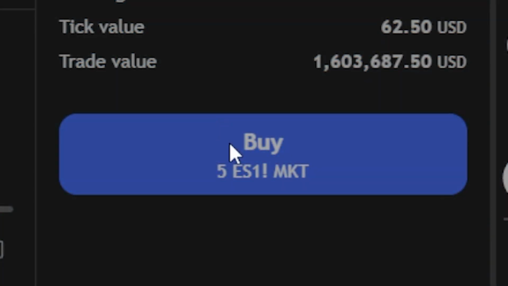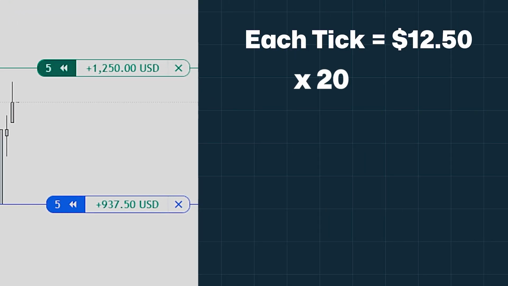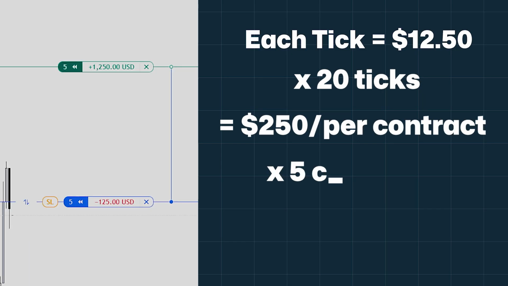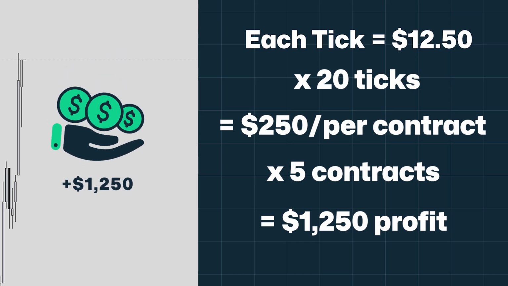Here's a quick example. A trader goes long on ES with 5 contracts. Market moves 20 ticks in his favor. Since each tick is $12.50, that's $250 per contract. Multiply by 5 contracts and the trader walks away with a $1,250 profit.